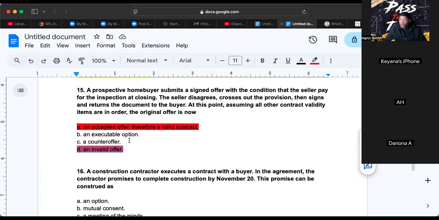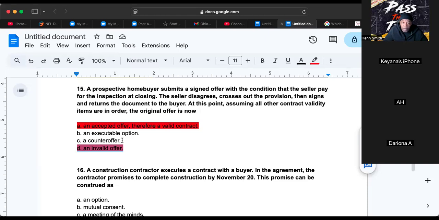Then read the question over again and go with the one that, like I said, in this instance, I've never heard of executable option. In the whole time we've been in this class, I've never said those 3 words together. I was thinking counter offer. If we didn't know it, go with the one that at least you're familiar with, and don't just guess. So counter offer is the answer.